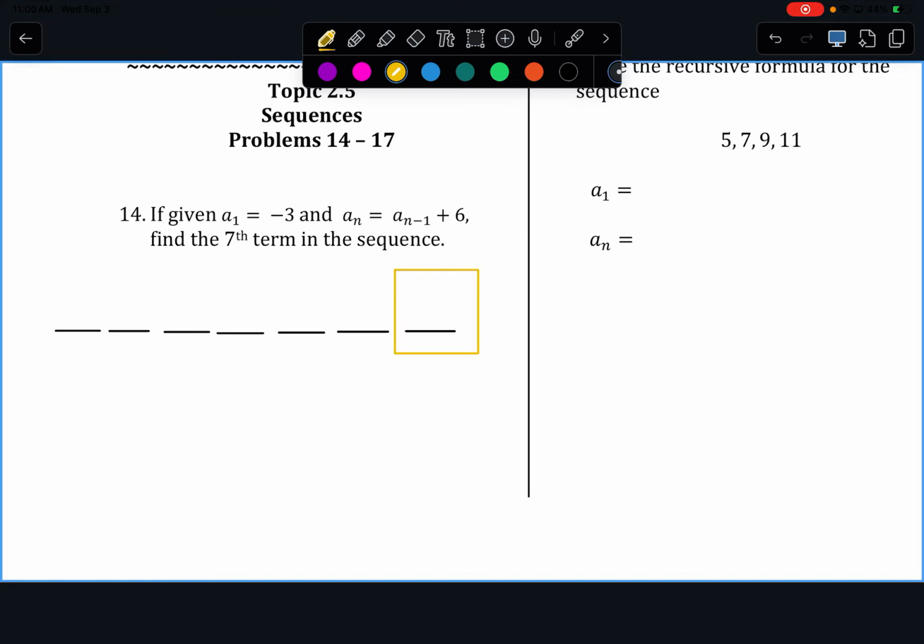Okay, so here we go. It says, given a sub 1 is -3. But remember, a sub 1 means your first term. So that's telling you that this thing is starting at a -3. Okay, that's all that means, first term.